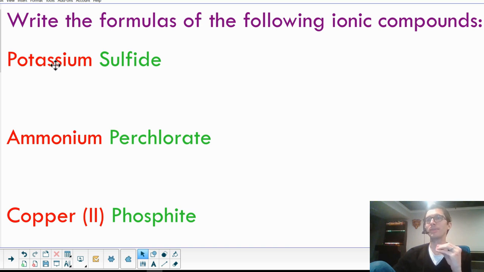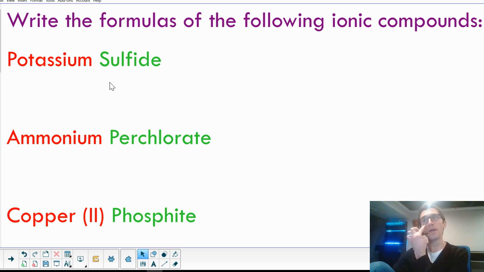So again, we've got three examples: potassium sulfide, ammonium perchlorate, and copper 2 phosphite. Those are our three examples. Again, the cation is the beginning; I've got that in red. The anion is the second part of the ionic compound, and that for me is in green here.